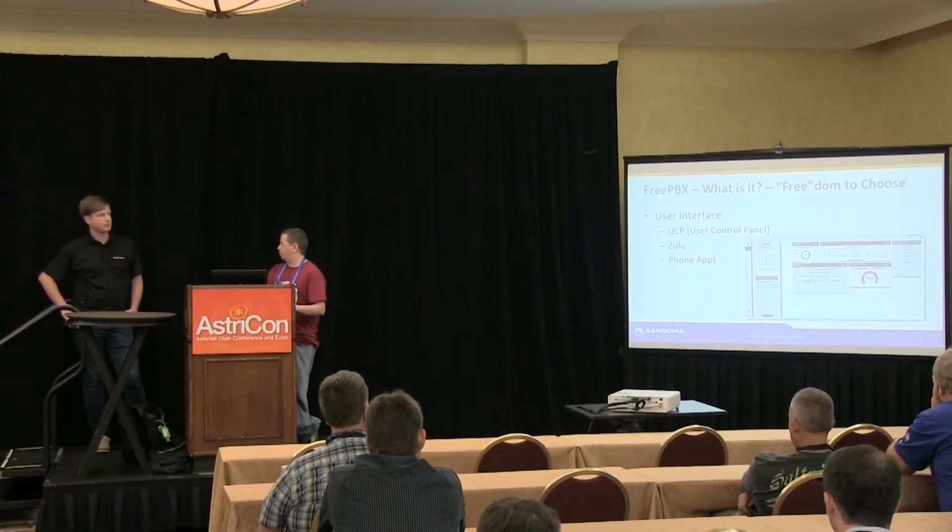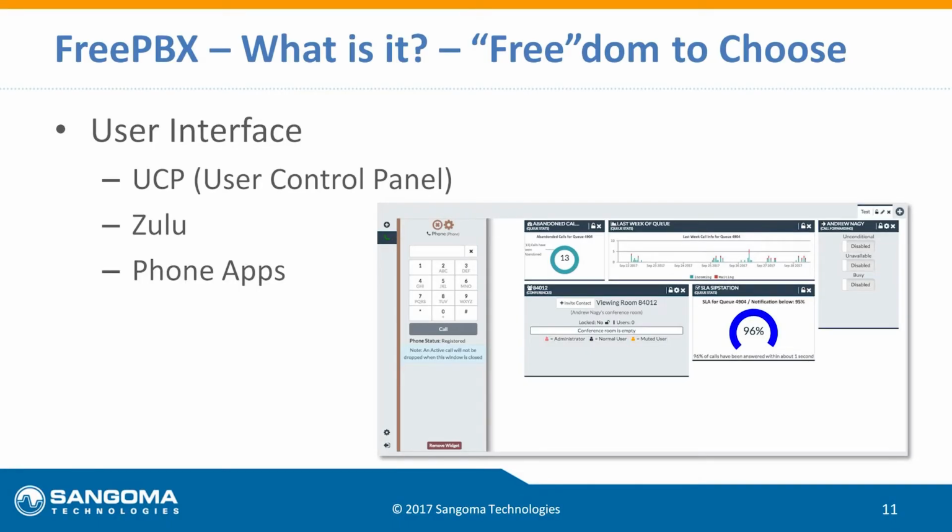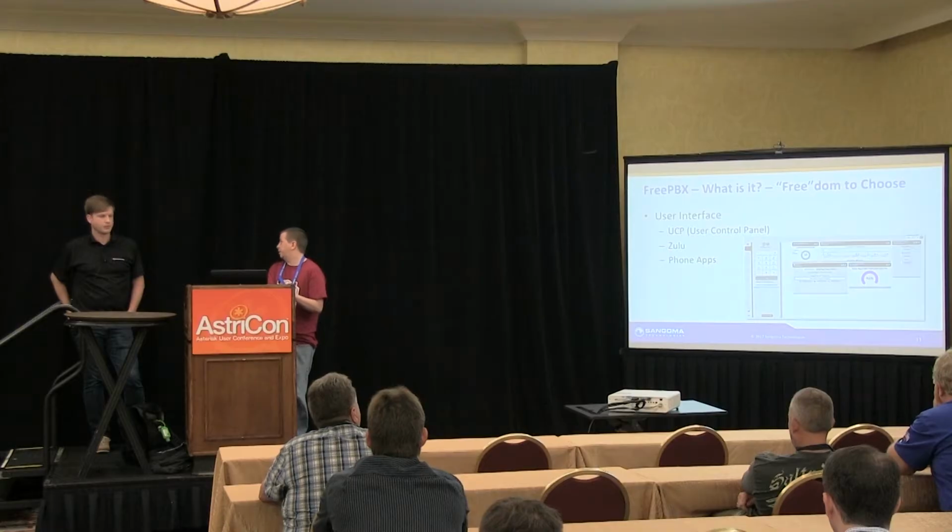I think we talk a little bit more about UCP. Yeah, we go into it a little bit later. And then you've also got the apps that can run on the phone itself, on the desk phone, that can do some reasonably basic stuff. You can do a little bit of queue monitoring. You can do things like setting do not disturb, enabling follow me, call forwarding, stuff like that.